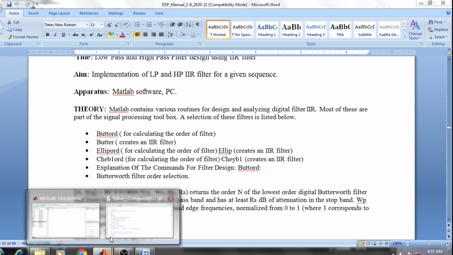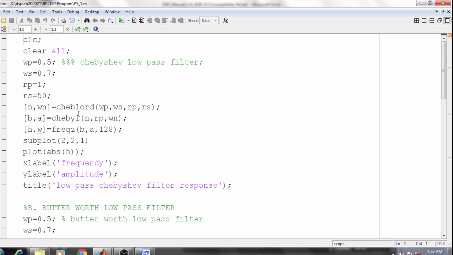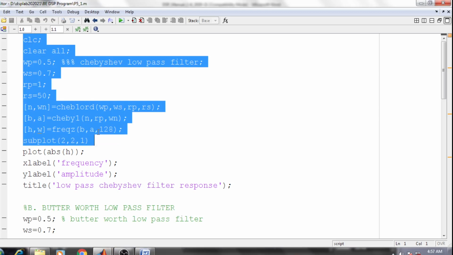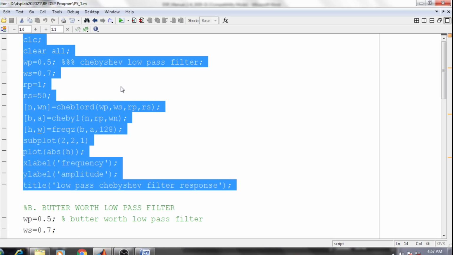Here this is our MATLAB program. I am highlighting the first section. This first section will be designed and written with the help of a Chebyshev low pass filter. Now just understand the code that I have written, and why this code is written for getting this response. Here we are going for the design of an IIR filter but using Chebyshev techniques.